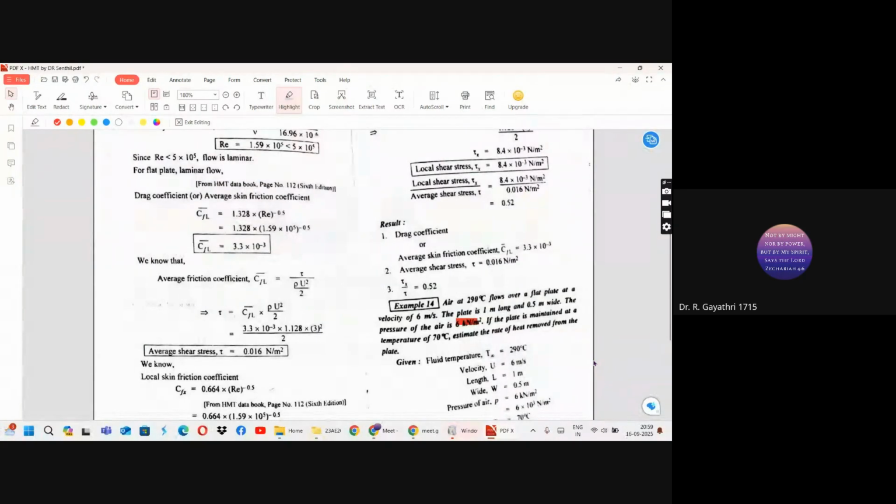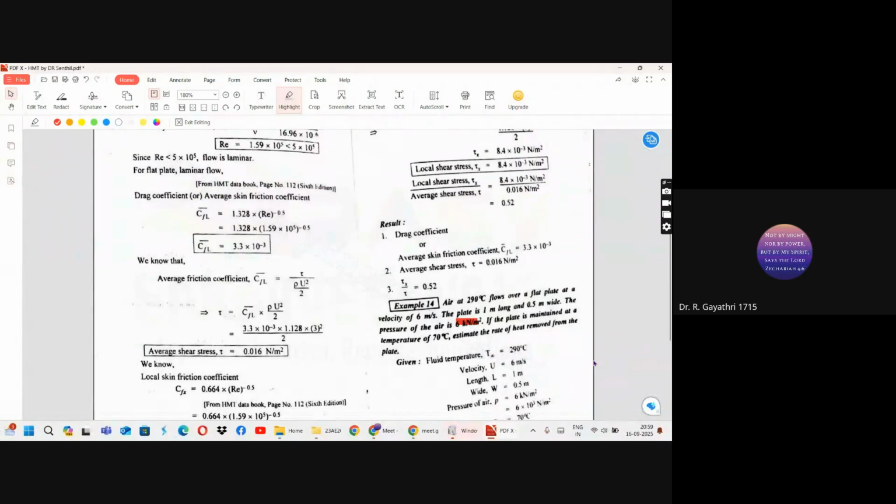The pressure of the air is 6 kilonewton per meter square. If the plate is maintained at a temperature of 70 degrees centigrade, estimate the rate of heat removed from the plate due to convection, or due to the exposure of the plate to air flow.